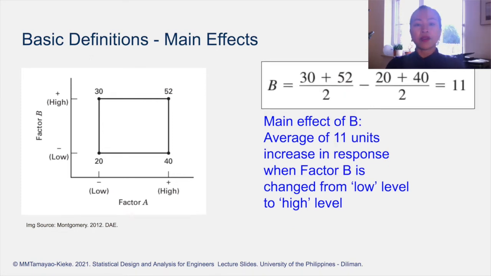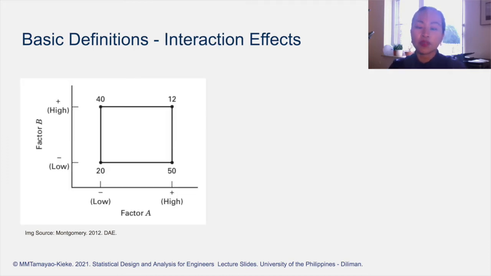In the same manner, we can compute for the main effect of B. Based on the calculations, we get an average of 11 units increase in response when factor B is changed from low level to high level. Additionally, we can compute for the interaction effects. Recall that interaction effects reflect how the effect of one factor changes as the levels of other factors change.